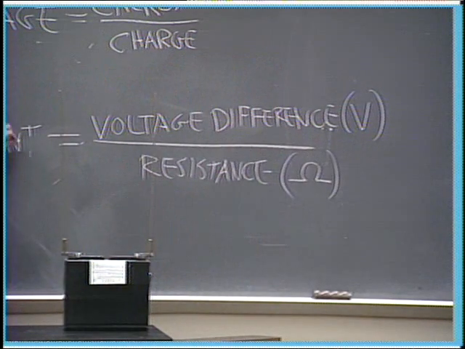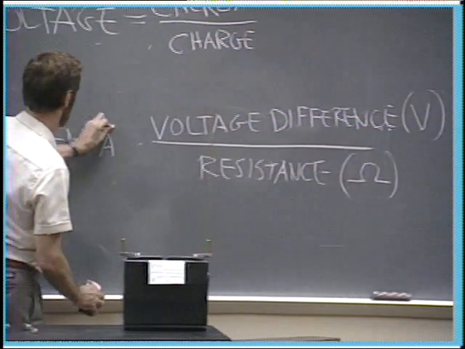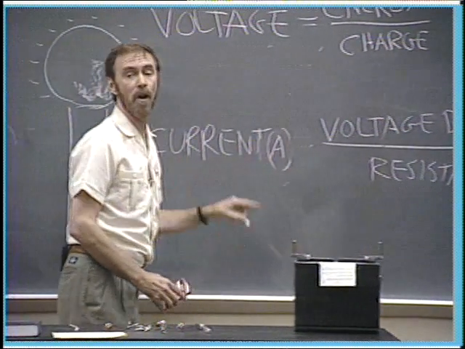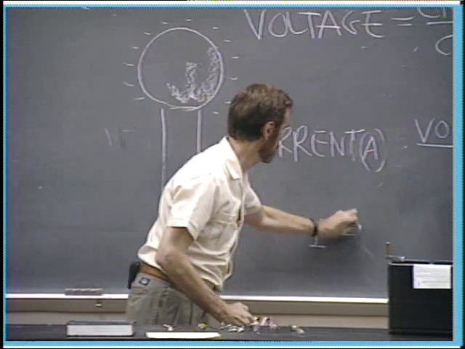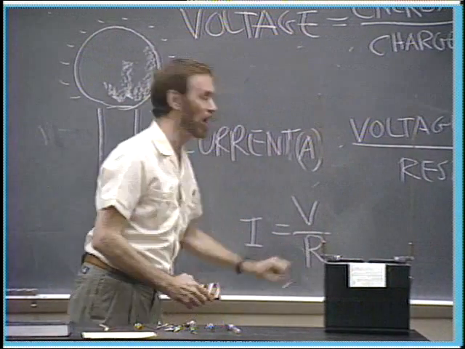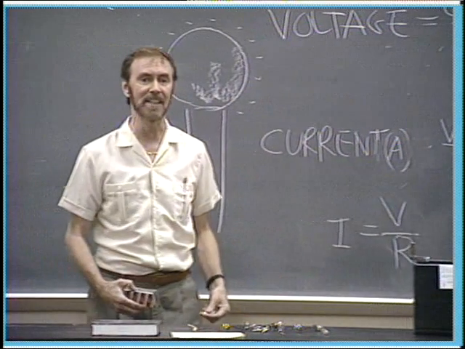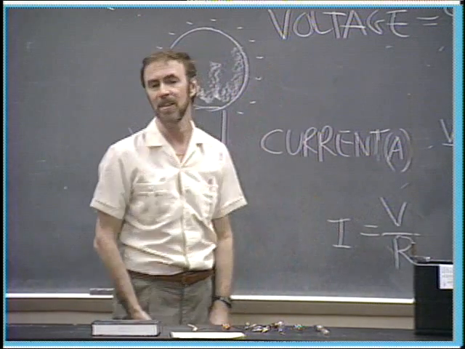And current is in amps. The unit is amps. And oftentimes we call current I. So we could say I equals V over R. And it's the old song and dance, gang, that if you know two of these things, you know the other.